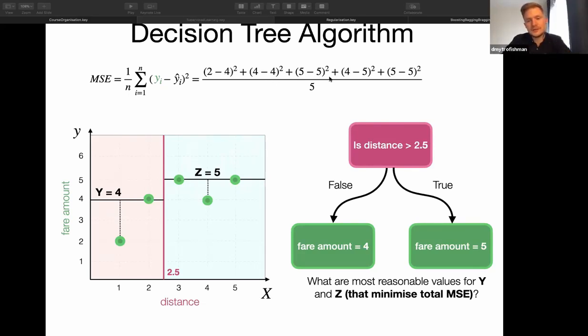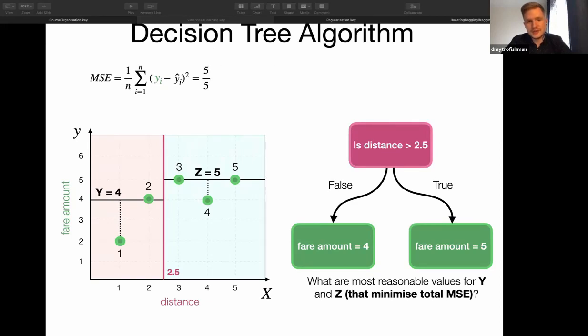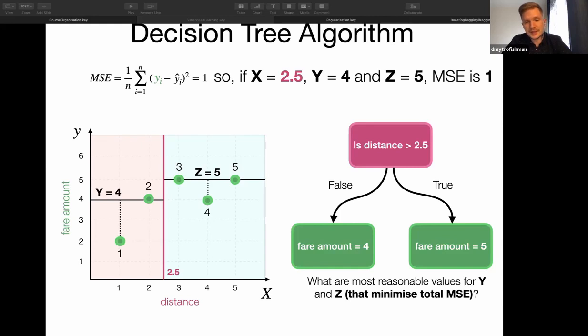0 squared, 1 squared, and 0 squared, right? So we get all these things together, which is 4 plus 1, so it's 5, divided by 5. Oh yeah, by the way, there has to be this 1 divided by n. So 1 divided by n is 1 divided by the number of points in the data set. So it's 1.